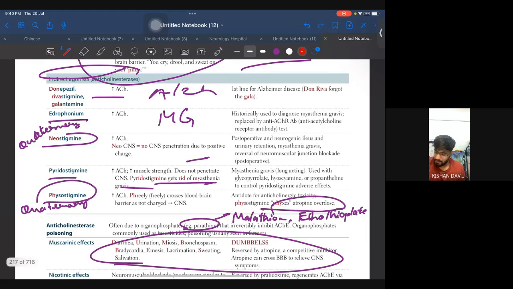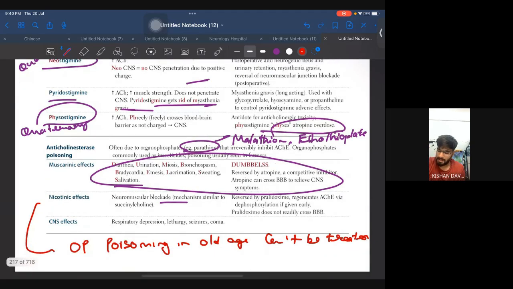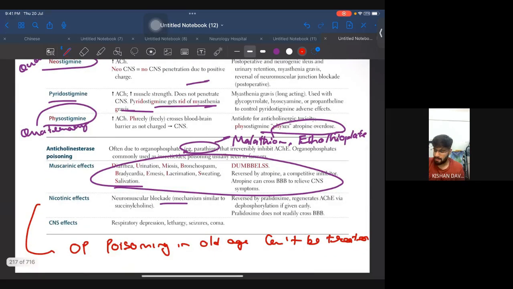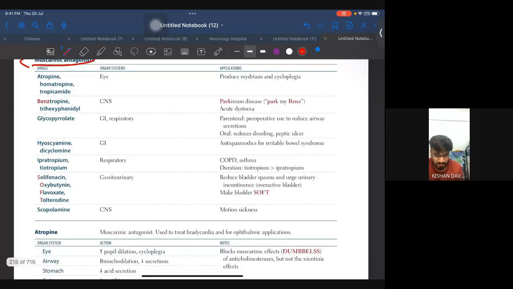So see, that's all the information you have to do. This is the highlight that I want you to focus more on. There's no point in reading it line by line. Everything you have to do over here, but these are the few points that I want you to focus on. Okay, coming to muscarinic antagonist.